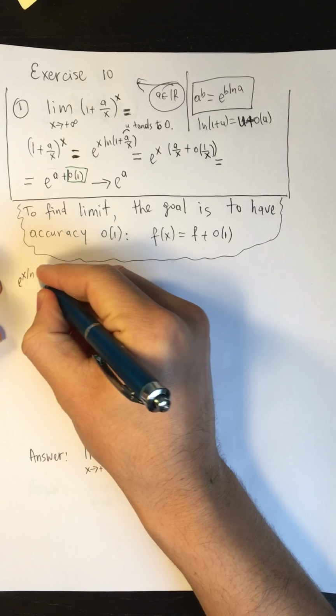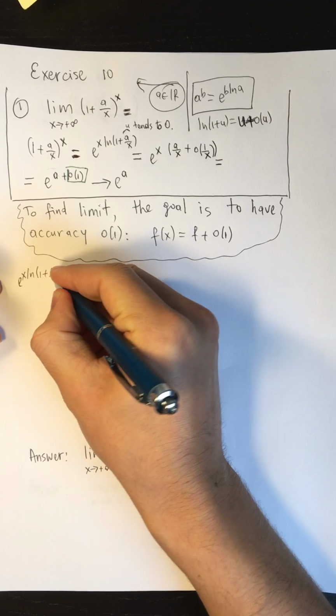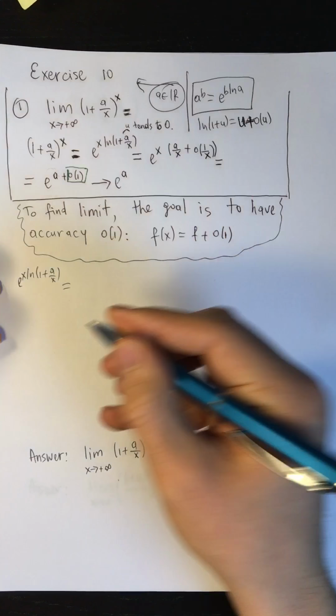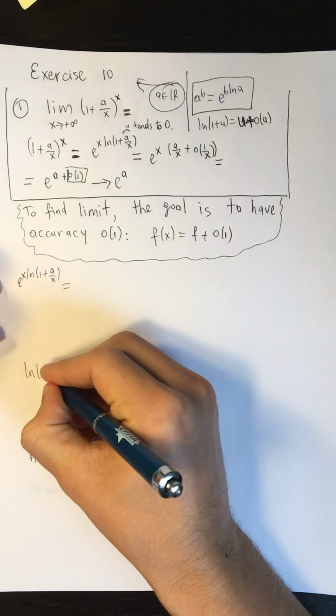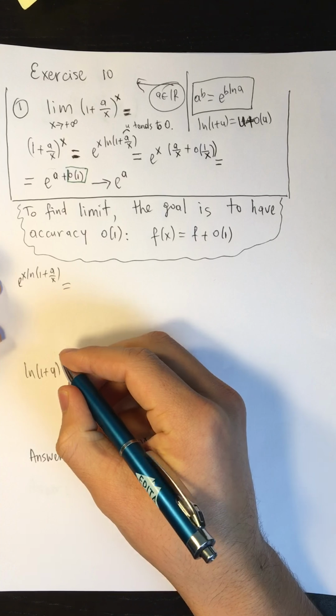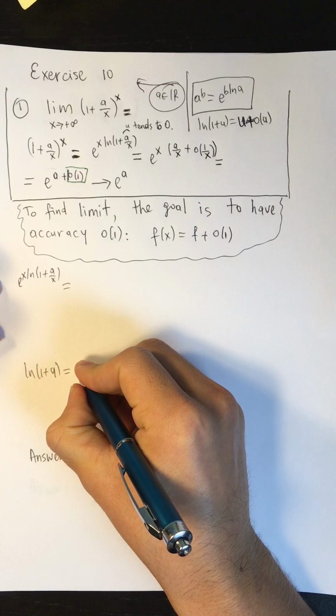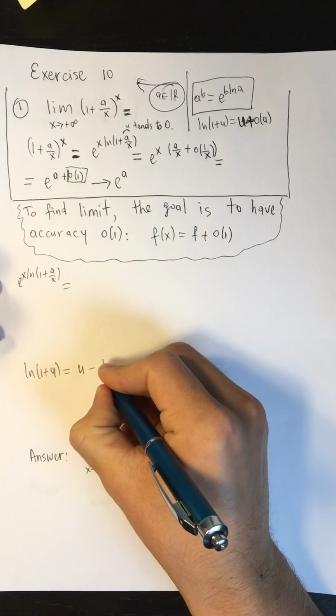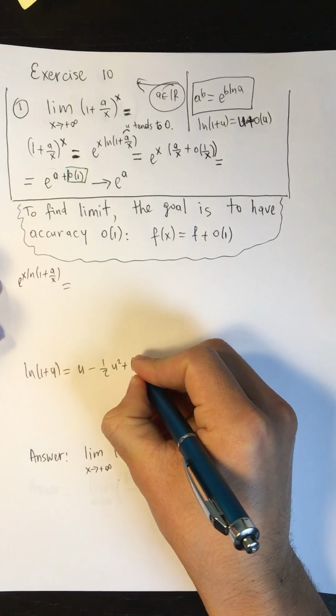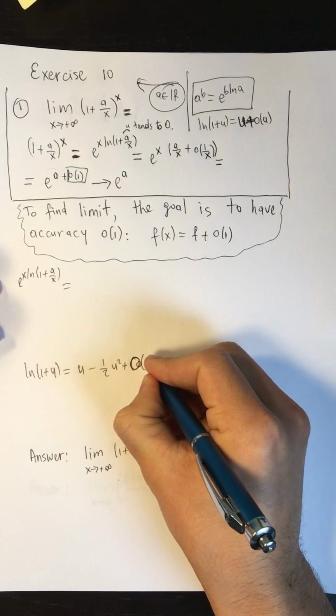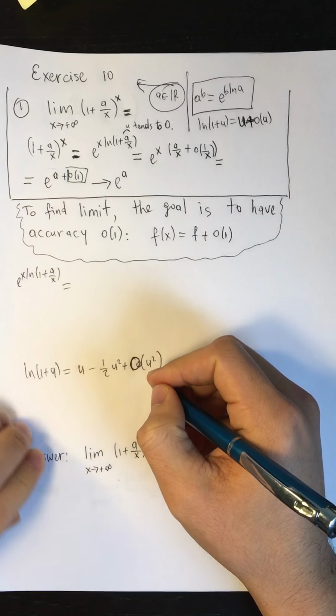Let's see what happens. If you have ln(1 plus u), what's the second order? According to the formula, look at formula number 5. It's equal to u minus 1 over 2 u square plus small o(u square). So this is this formula.